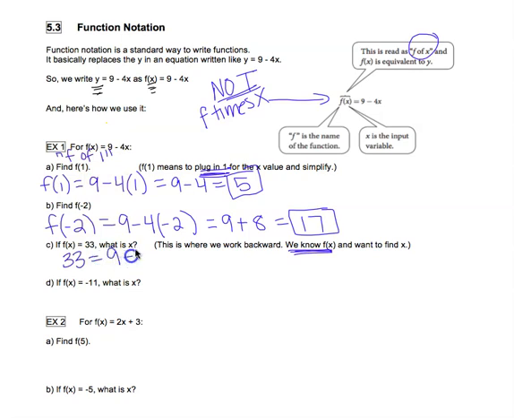33 equals 9 minus 4x, and then I'm going to solve. So that means I need to subtract the 9 on both sides first. 33 minus 9 gives me 24 equals negative 4x. Then I'm going to divide both sides by negative 4. Those go away. And then I have x equals negative 6.